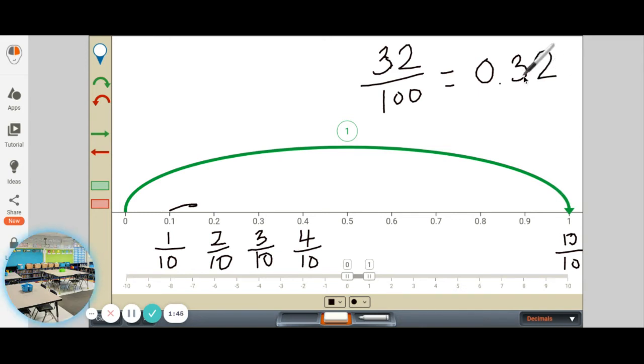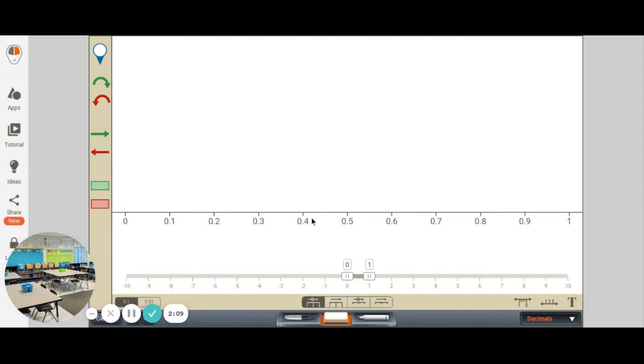So first we have to understand where 30 hundredths is. We know that 30 hundredths is equivalent to 3/10 from our work with decimals and fractions earlier. So we know that 3/10 is in the same location as 30 hundredths.